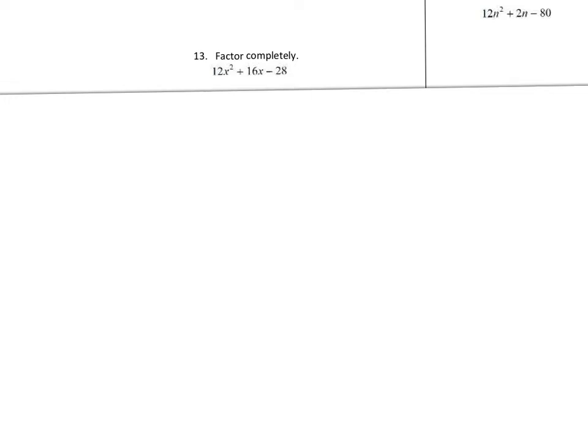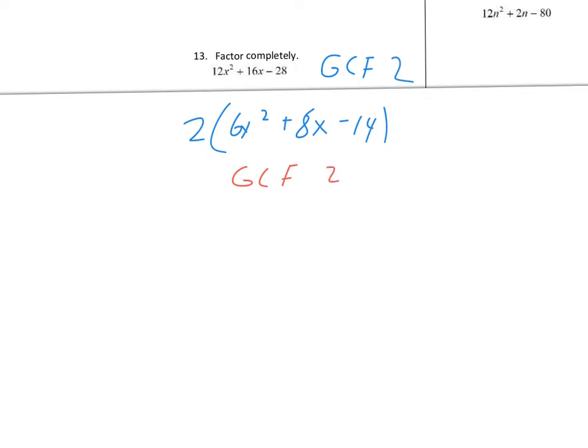All right, next up, factor completely. So this one I do see a GCF. I think it's 2, so I'm going to take the 2 out front. And so I divide everything by 2, and that'll give me 6x squared plus 8x minus 14. However, I see that these are all still even, so I'm going to GCF another 2. So I did that on the first step, now I'm going to do it again. So then out front is 2 times 2, and that'll leave me 3x squared plus 4x minus 7.